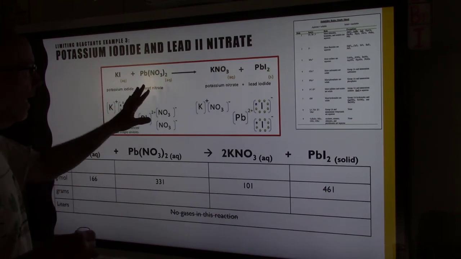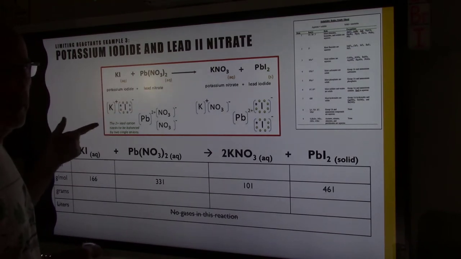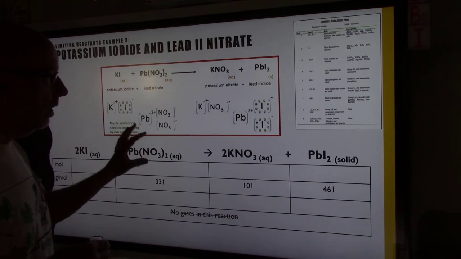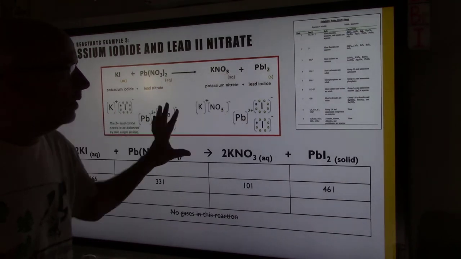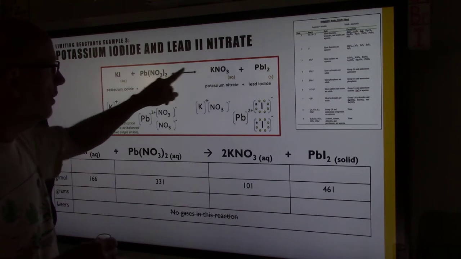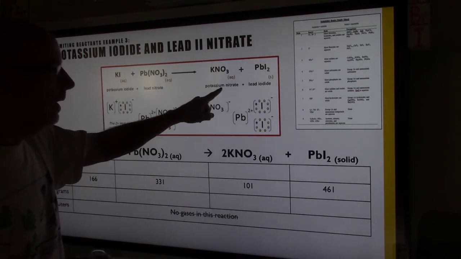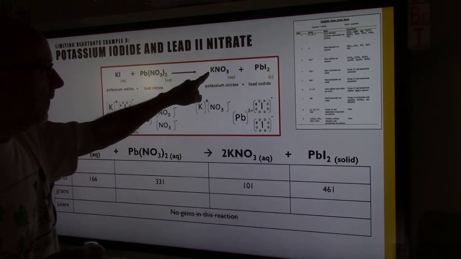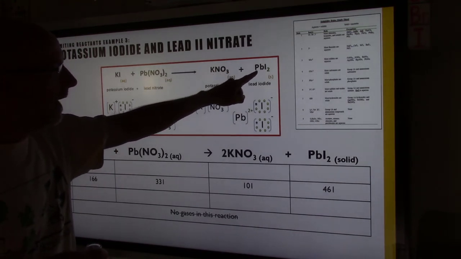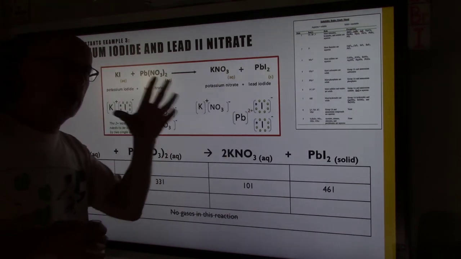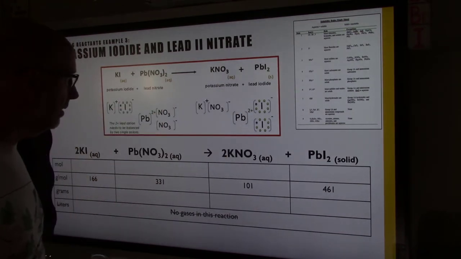Well, if this reacts, we should have a double replacement reaction. The rule for double replacement reactions is it will go if there's more solids and or liquids and or gases over here. And if they switch partners, we should end up with K with NO3 and Pb with I. So this will be potassium nitrate, and this is lead 2 iodide. Let's see, aqueous, aqueous, aqueous, solid, should it go? Yes, it should go. So let's see if the reaction does indeed occur.